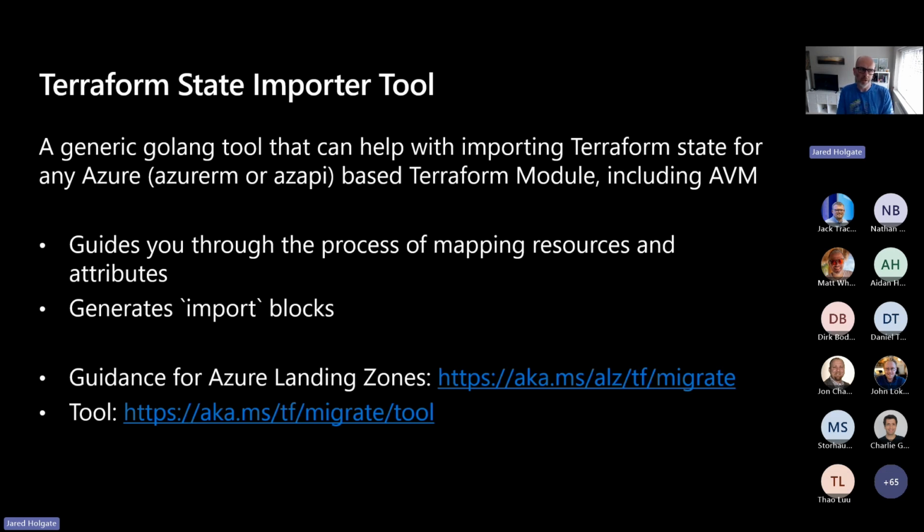Fundamentally, it'll only work with Azure. It won't work with AWS or anything like that at this time, and it'll basically work with anything that sits under Azure Resource Manager. So anything that's built on the AzureRM or AzAPI providers, it'll work with those. And basically, it will guide you through a process of mapping resources and attributes, and at the end of it, it'll spit out a bunch of import blocks for you, so you don't have to manually go through and create many hundreds, in some cases, of import blocks to import state into an AVM module. You can use this tool to help you generate those import blocks for you.